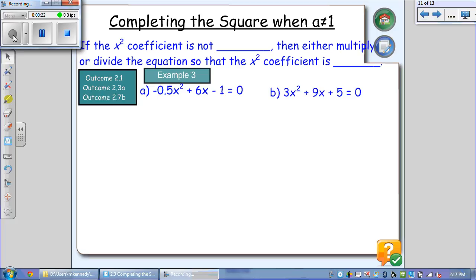So if we look at B, we've already done it. You can't diamond method factor it, so you have to complete the square. Plus, we're doing the complete the square lesson, so it's probably a wise idea. If you try to diamond method it, you need numbers that multiply to be 15 and add to be 9, and no numbers exist to do that combination.